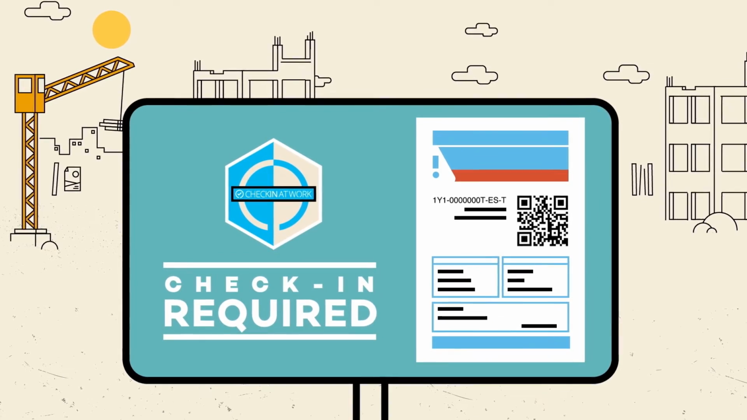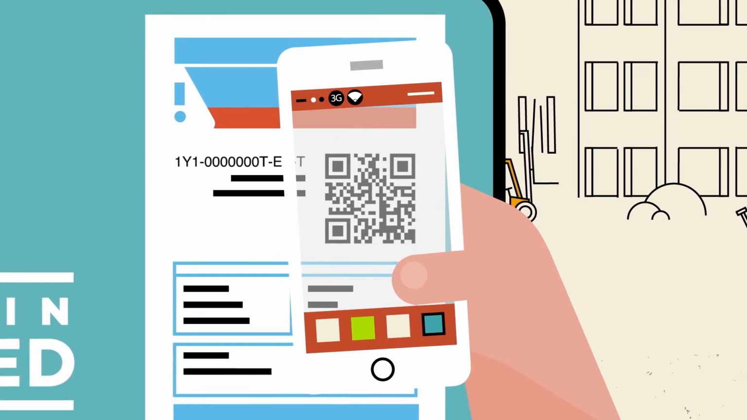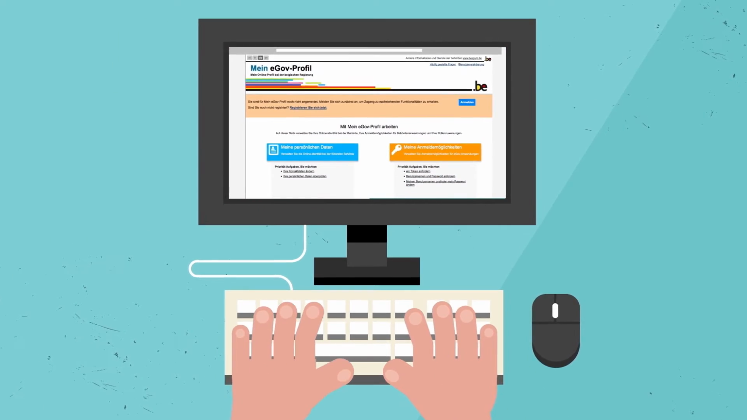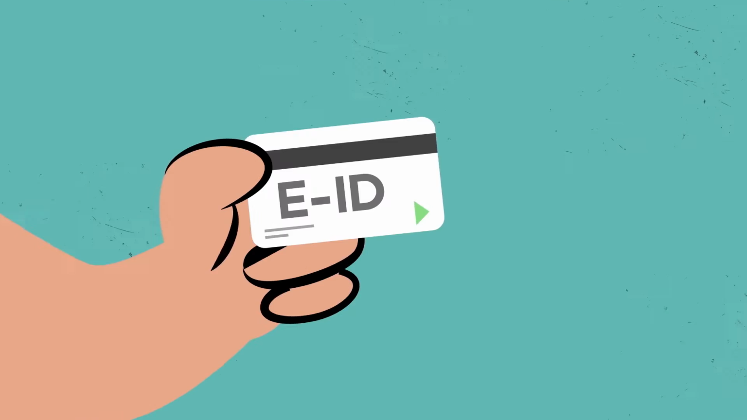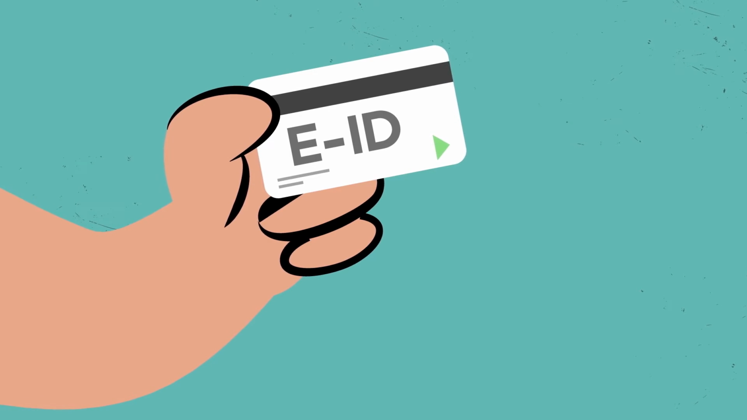An employee can check him or herself in quickly and easily by scanning this code with a smartphone or tablet with an internet connection. First, the employee must in fact request a username and password online. For this, the employee needs his or her electronic ID.